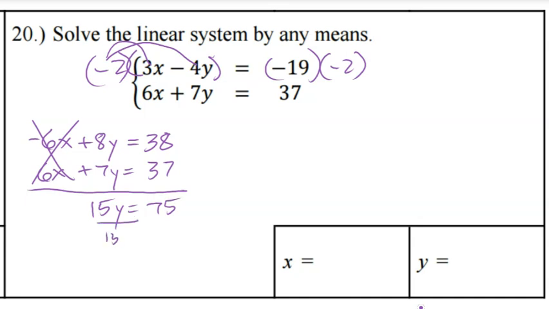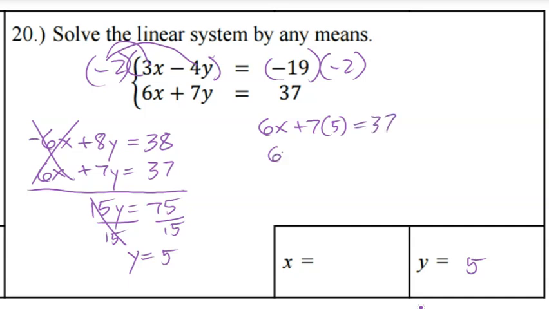If we divide by 15 to cancel the 15 in front of the y, we get y is equal to 75 divided by 15, which is 5. Therefore, y is equal to 5. Now we take either one of the equations. We'll take this one here, and plug 5 in for y. So we'll have 6x plus 7 times 5 equals 37. So we have 6x plus 35 is equal to 37.